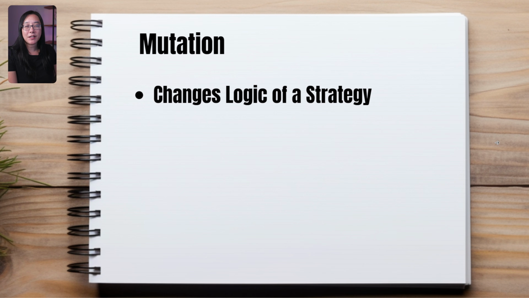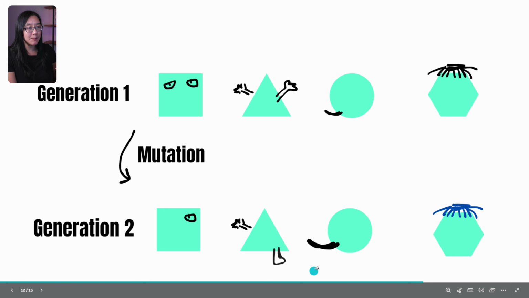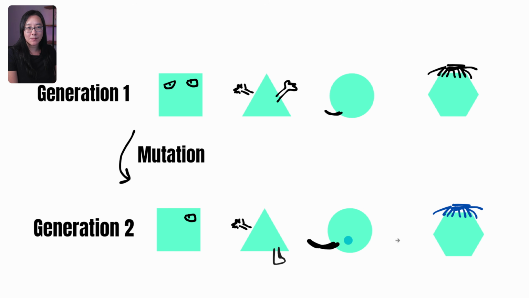The second method to go from generation 1 to generation 2 is through mutation. This changes the logic of a strategy. For example here, instead of 2 eyes, maybe having 1 eye is better for survival. Instead of having 2 hands, maybe having 1 arm and 1 leg is better. Instead of a small tail, maybe a big tail is better. Instead of black hair, maybe blue hair is better.